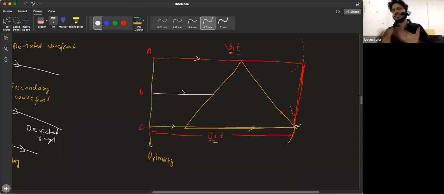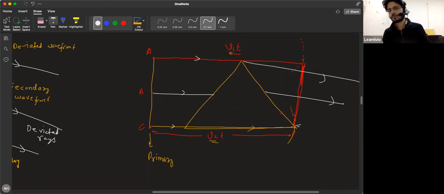We call these incident rays. Then we draw perpendicular over the secondary wavefront also. In ray optics, we call these rays deviated rays. So rays deviate when they pass through a prism. So this is one way, the actual way, to draw.